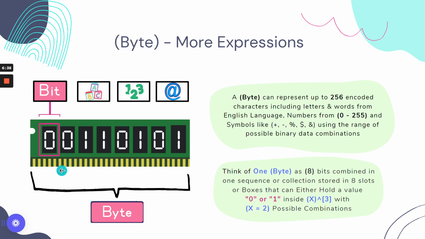Here in this diagram, you see that a bit is one slot which can hold either 0 or 1. A byte, however, has 1, 2, 3, 4, 5, 6, 7, 8 slots that can hold a 0 or 1 value of information such as letters, numbers, and special characters.